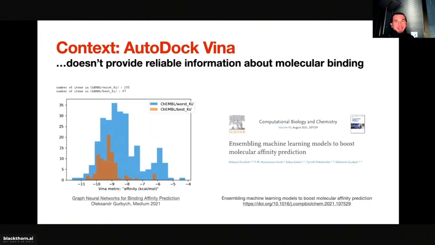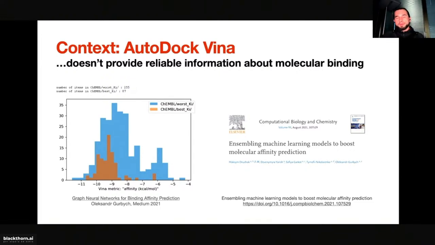But recently, about a year ago or a bit more, we were working on a study which you can see here. It was published in Elsevier. The name is Ensembling Machine Learning Models to Boost Molecular Affinity Prediction. We tried to use AutoDock Vina as a reference for our neural networks. And this is a link to the research. Feel free to follow it. We tried to use AutoDock Vina as a reference, as a baseline. You know, here is what Vina predicts. And if we do better, then most likely our tool is at least to some extent better than Vina. It will be some moderate success, but we need something to reference to.